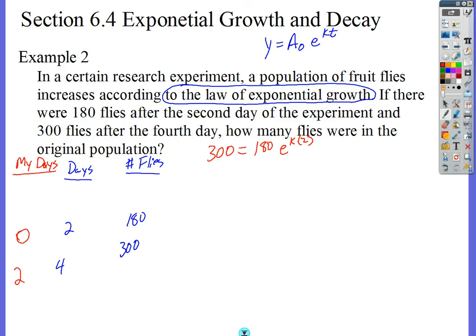Okay, I go ahead and divide by 180 on both sides. So that's going to be, let's see here, 5/3 is equal to e to the 2k. Take the natural log of both sides. I get natural log of 5/3 is equal to 2k. Natural log of 5/3 divided by 2 is equal to k.